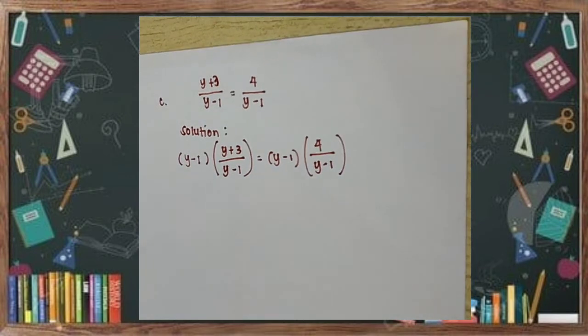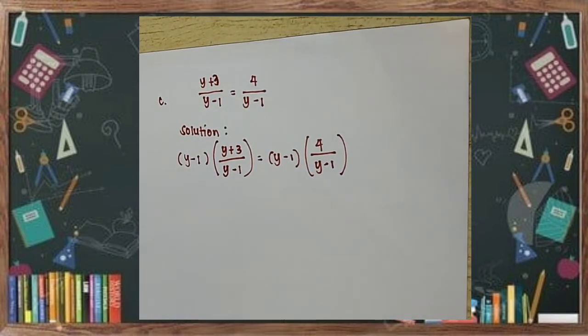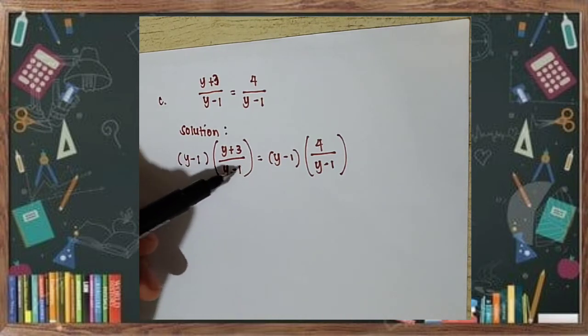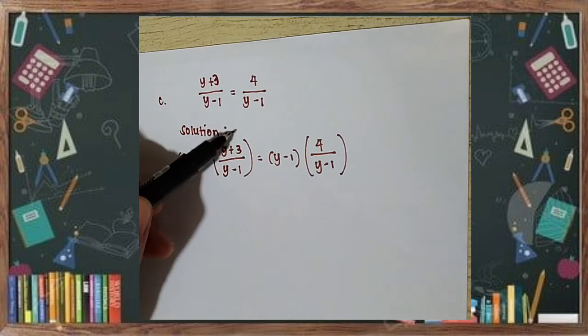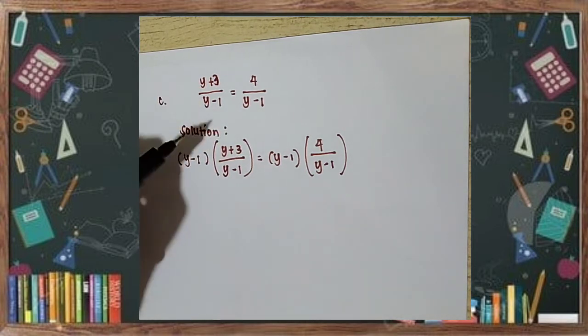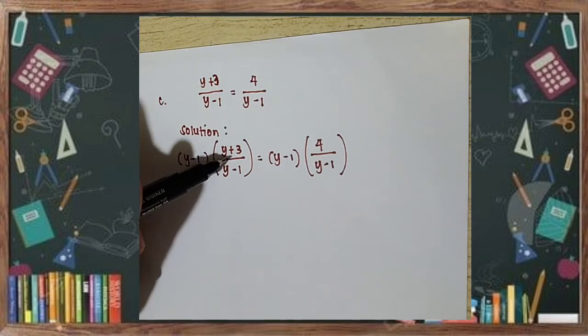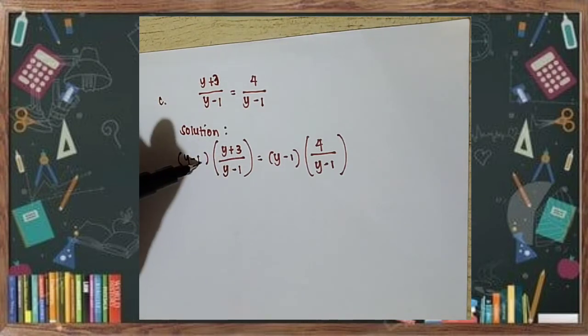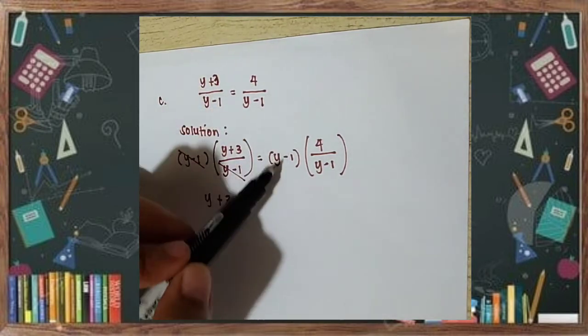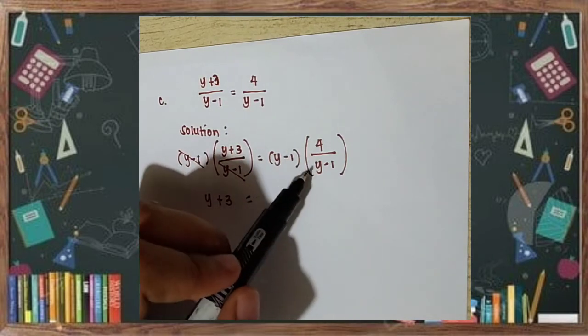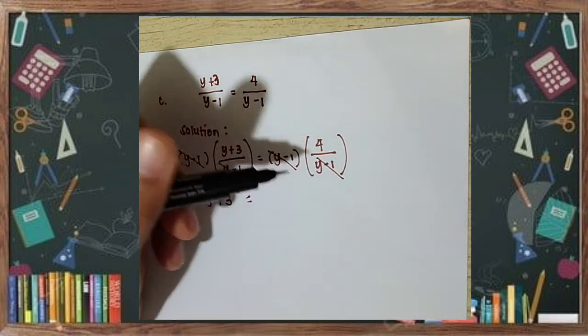Okay. So, since pwede tayong mag-cross multiplication in this kind of given, pwede na natin i-cancel itong y minus 1 at itong y minus 1. Kasi kapag minultiply natin to, tsaka yung numerator, then i-divide natin sa y minus 1, y plus 3 yung ating magiging answer. Okay, so y minus 1 times y plus 3 all over y minus 1 ay equals to y plus 3. Then next, y minus 1 times 4 all over y minus 1 ay equals to 4.